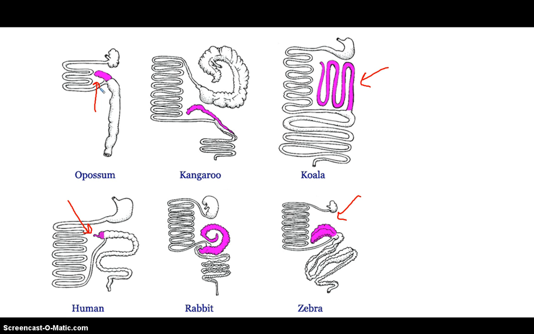The koala, eating eucalyptus, needs to have more time in the gut for that leaf matter to break down, whereas we humans don't need to keep the food in our gut as long as it passes through to get there. So that's a vestigial structure.